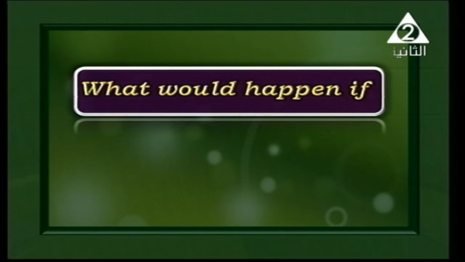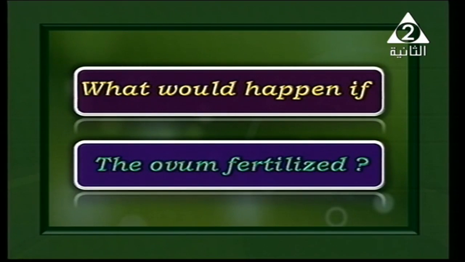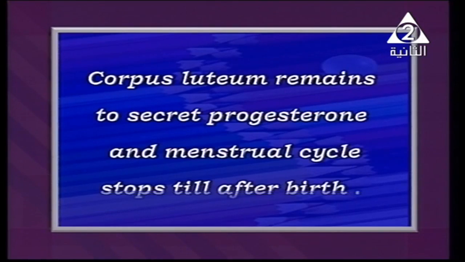What would happen if the ovum is fertilized? This is a question that we need to know, I mean the formation of the embryo. Okay, so the corpus luteum will remain to secrete progesterone hormone, and after that the menstrual cycle stops till after birth. So the fertilization happens here, and the embryo starts to form.